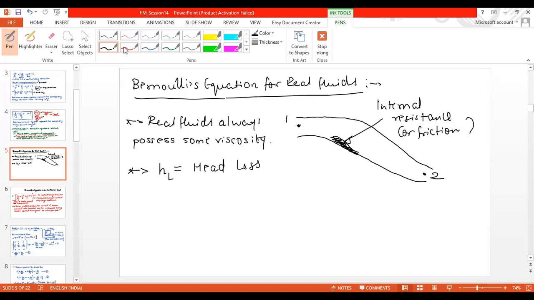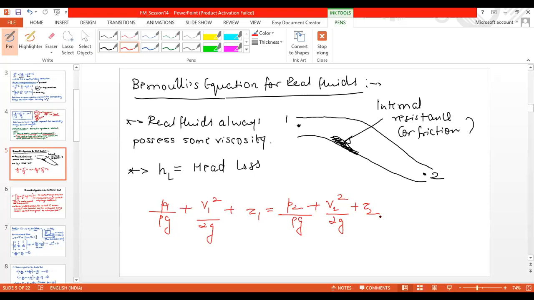Now tell me the equation for this. One side I am writing down, the next side you will tell me. P1 by rho g plus V1 square by 2g, correct? Plus Z1. Now this should be equal to P2 by rho g plus V2 square by 2g plus Z2. Now tell me, plus HL. Okay, so it is very easy.